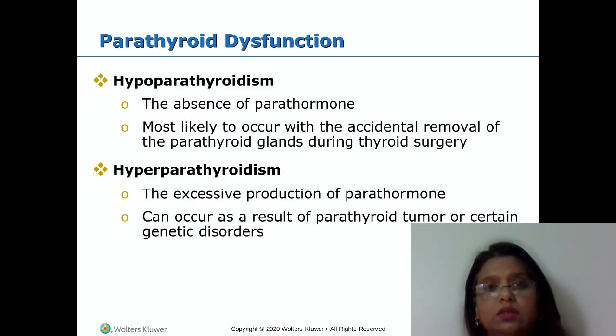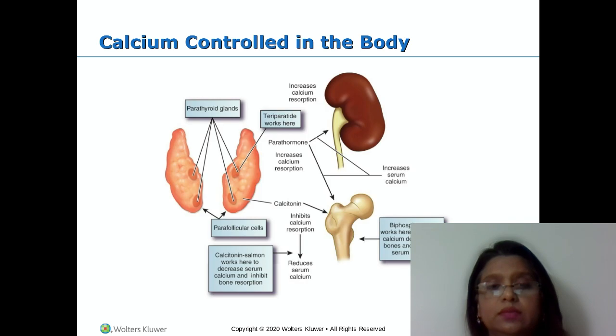Parathyroid dysfunction. The parathyroids, those smaller glands, produce parathyroid hormone. Hypoparathyroidism, hypo means less amount. It is the absence of parathyroid hormone, and is most likely to occur with accidental removal of parathyroid glands during thyroid surgery. Hyperparathyroidism is excessive production of parathyroid hormone, which can occur as a result of a parathyroid tumor or certain genetic disorders.